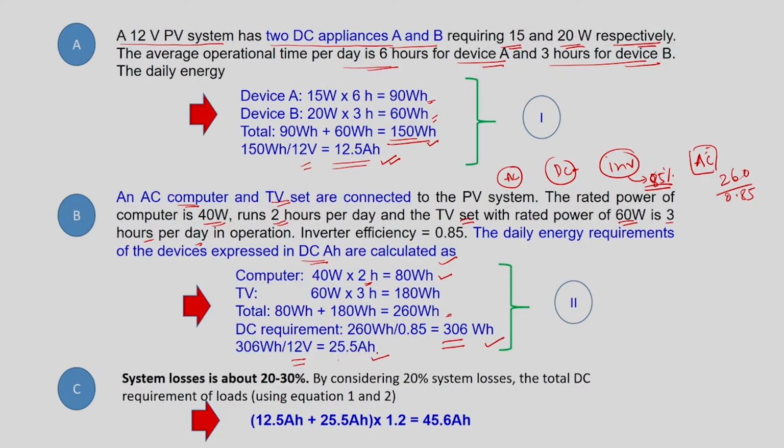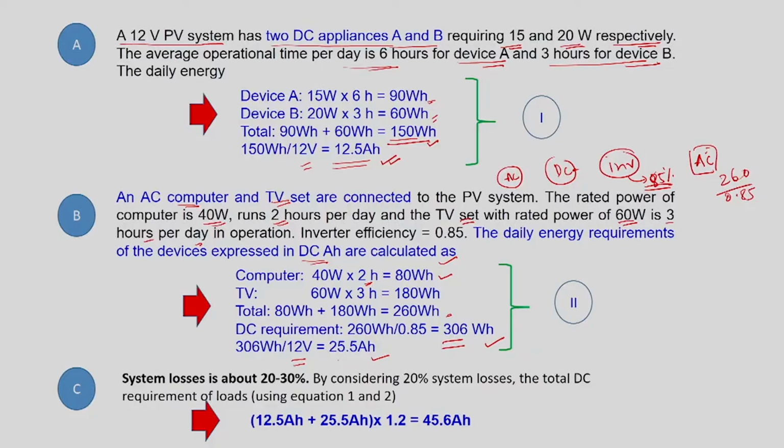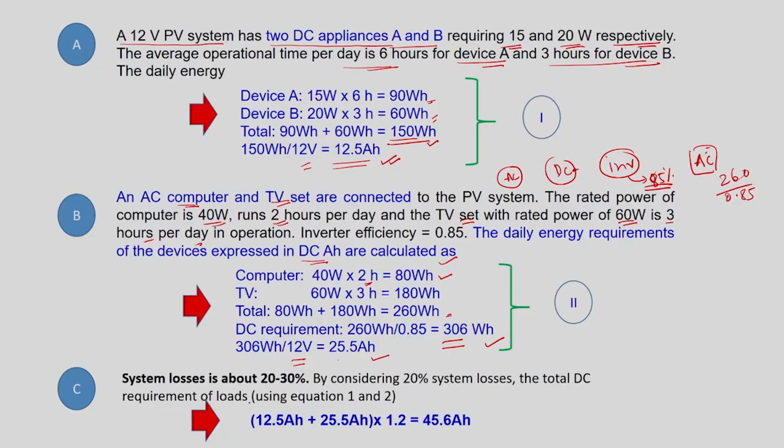The next step, as per our design methodology, is to add some kind of losses. This may be cable losses or any other losses encountered during operation. It is considered to be about 20 to 30%. If we consider 20%, then this DC requirement will increase by 1.2 times. So all these things are DC, and when we multiply by 1.2, it will be 45.6 ampere hour. Let us move to the next step.